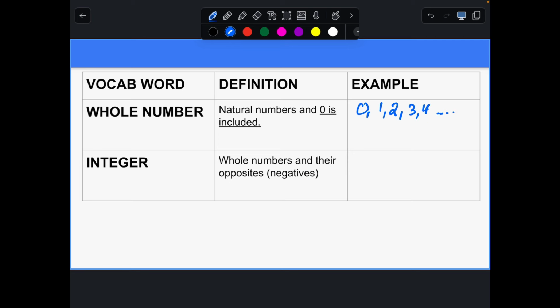An integer is whole numbers and their opposites, which means now we are including negatives. All of the whole numbers are also integers, and integers also include the negative numbers. You can think of an integer as anything that you would see on a number line. If we look at the front of the class, we have a number line. So that would be -4, -3, -2, -1, 0, 1, 2, 3, and it goes in both directions because it can get more negative and it can get more positive.